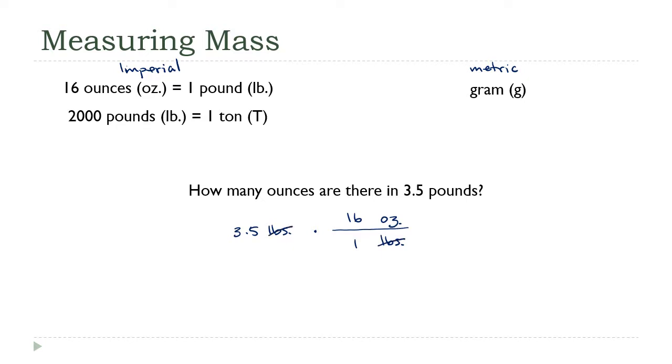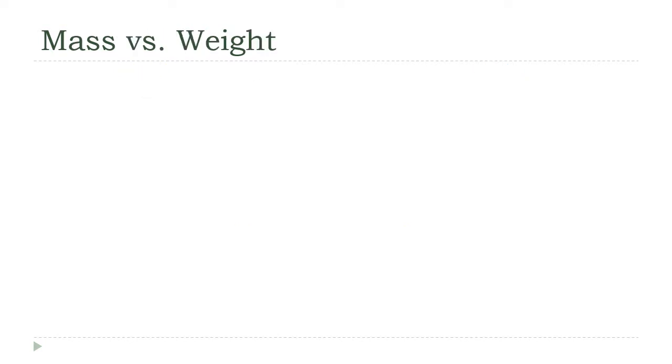Now you get out your calculator. 3.5 times 16 is 56 ounces. Nothing new here, right? Nothing new. We're using the exact same processes that we've used in all of our other conversions.